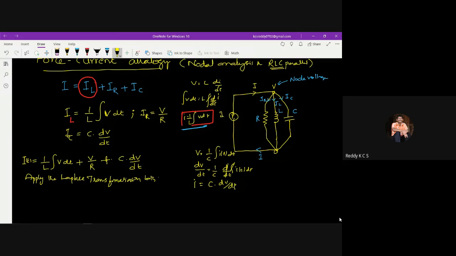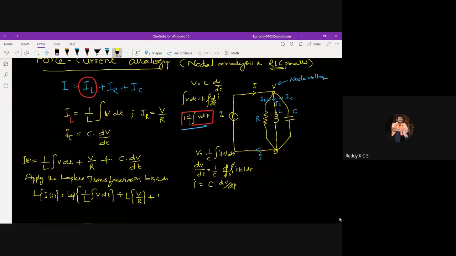On both sides, what am I going to get here? So I of t. Then here this L is different, this L is different, okay? Laplace transform, I can write the Laplace transformation of 1 by L integral of V dt plus the Laplace transform of V by R plus the Laplace transformation of C into dV by dt.